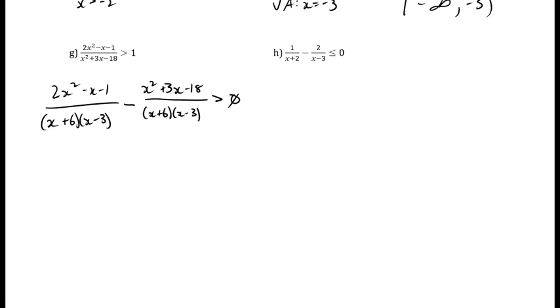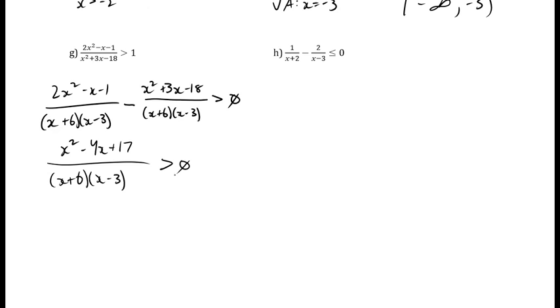And so I move the 1 over, subtracted 1. And now I have what I want on the bottom and I have what I want on top. So I'm going to get 2x squared minus x squared, which is x squared. Negative x minus 3x, which is negative 4x. And negative 1 minus negative 18 is plus 17 over x plus 6, x minus 3, greater than 0.